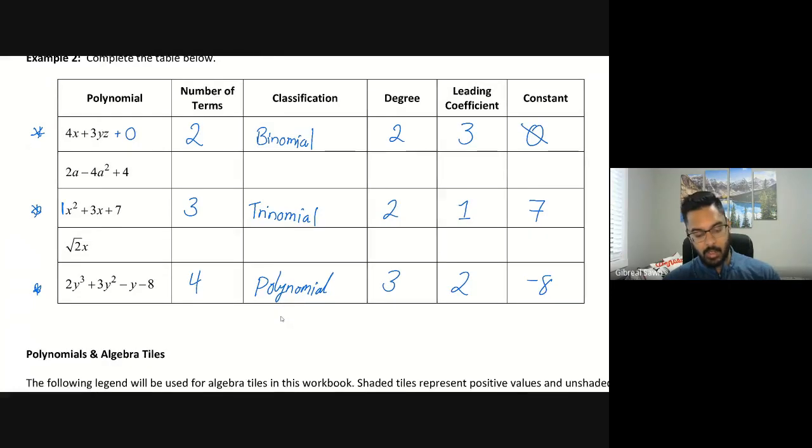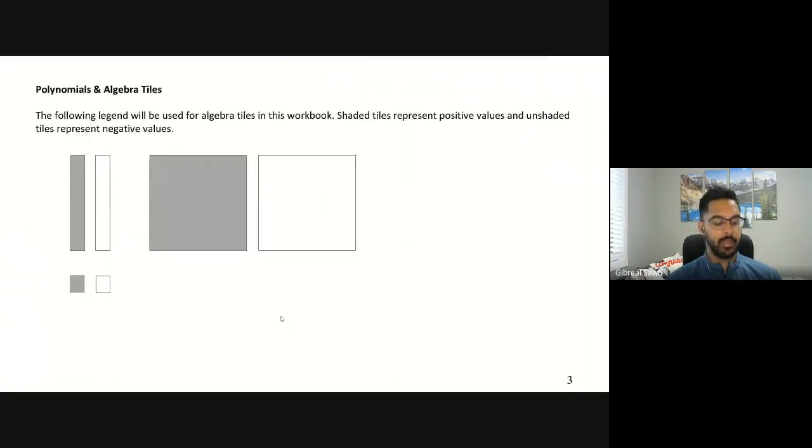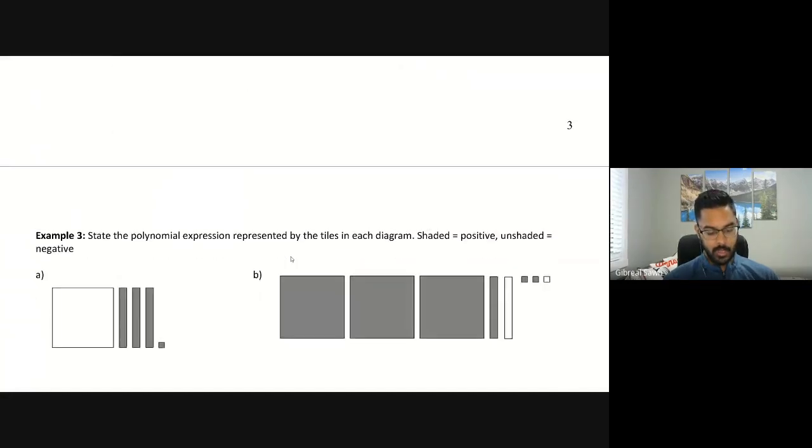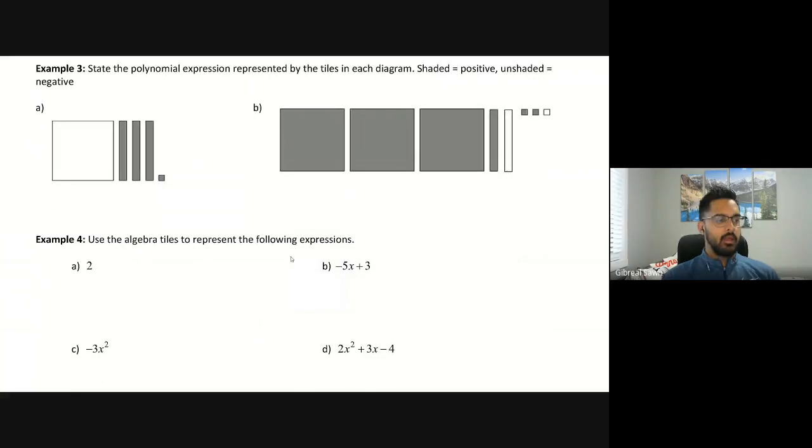Now I know last year a lot of people did talk about algebra tiles, so they come back here as well to help illustrate some new stuff. All of the positive ones are going to be shaded. The unshaded ones will be negative. So we'll keep that legend going. And we'll do a couple things down below. We're just going to take a read through this picture to see what polynomial we have or don't have. So shaded are positive, unshaded are negative.